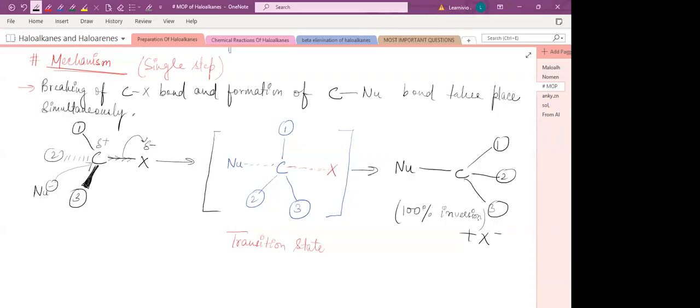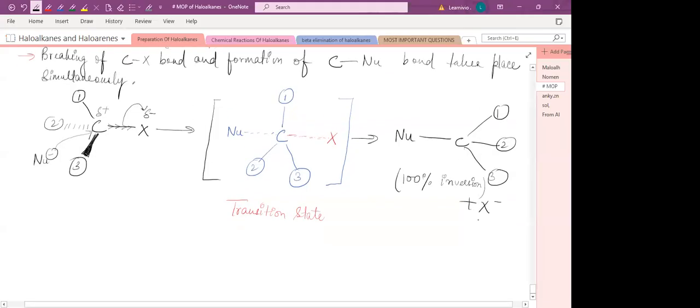So that's the difference between the SN1 type of reaction and the SN2 type of reaction. In SN1, what did you get? 50%, you got the racemic mixture, 50% inversion product and 50% retention product. But here, in the case of SN2, you get 100% inversion product. This reaction occurs via a transition state, and we know that the transition state is unstable. So the leaving group leaves the molecule, and you get 100% inversion product.